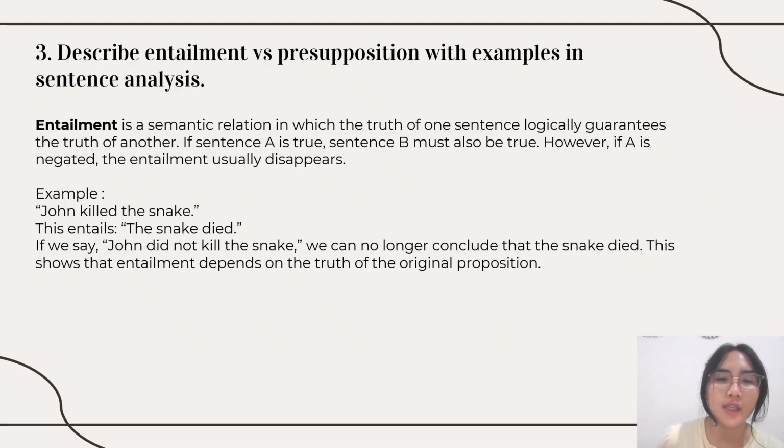Example: John killed the snake. This entails the snake died. If we say John did not kill the snake, we can no longer conclude that the snake died. This shows that entailment depends on the truth of the original proposition.